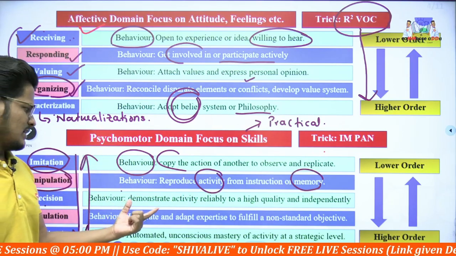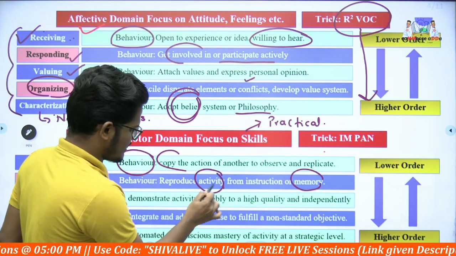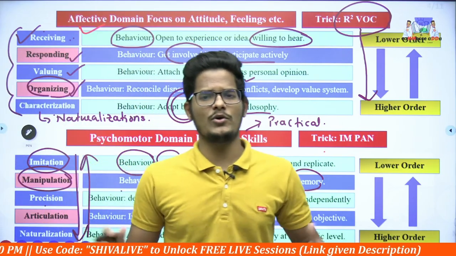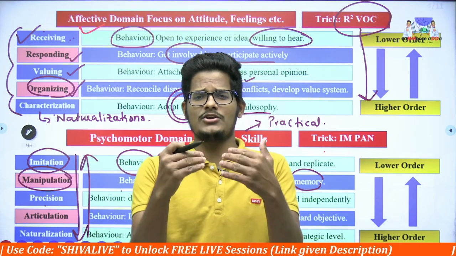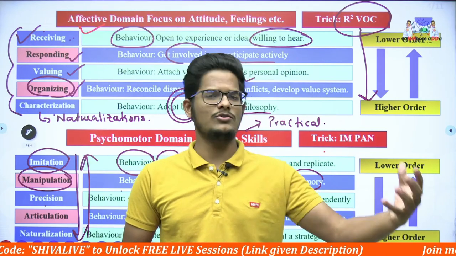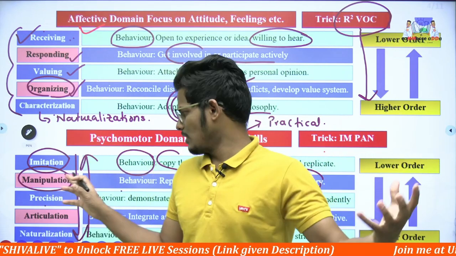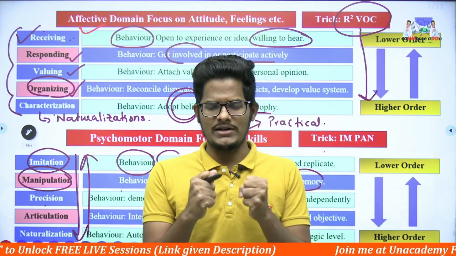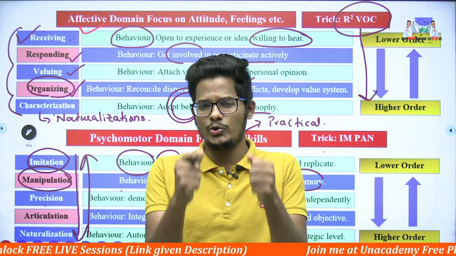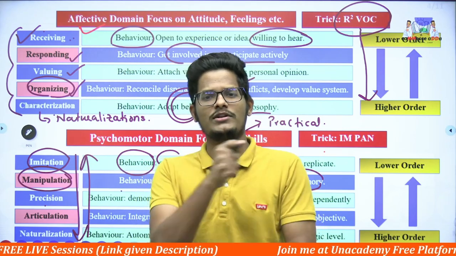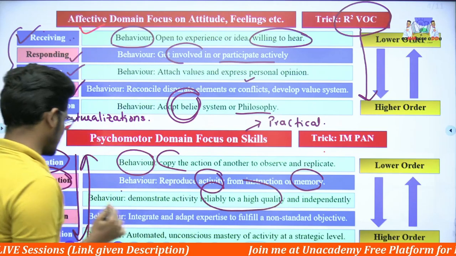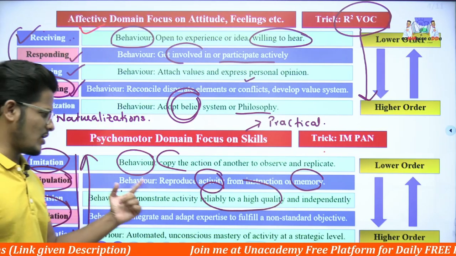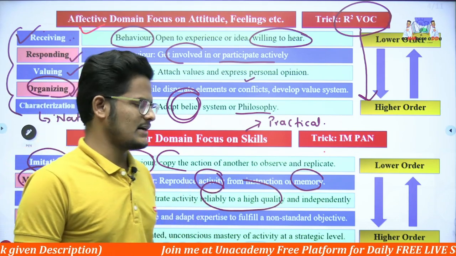After that, precision. Here the behavior is to demonstrate the activity reliably, to high quality and independently. Means now, without any support, you are going to execute your own skill. Whatever you imitated, whatever you manipulated, now you are going to do it independently, whether you are in a position to do it independently or not. You are going to drive the car or the bike. So that's precision.